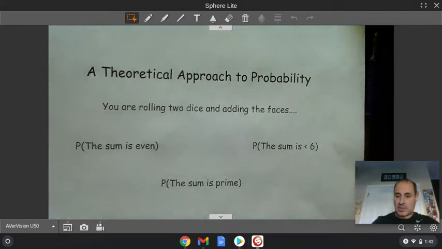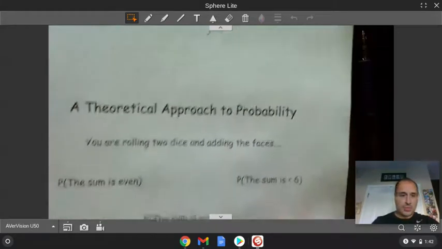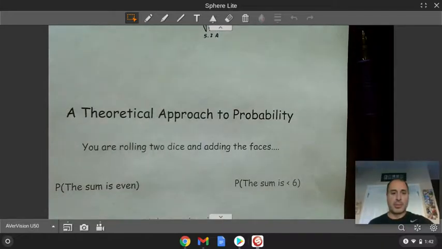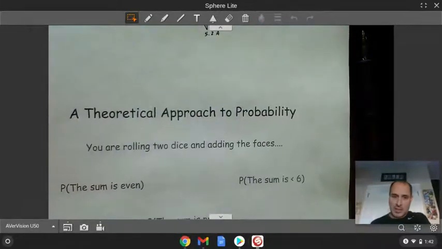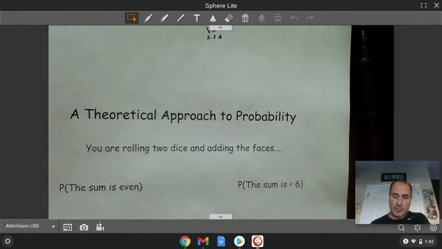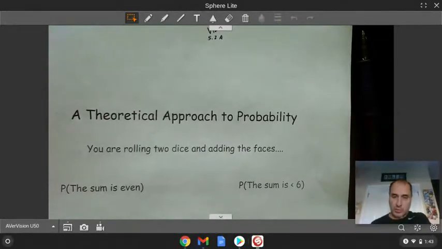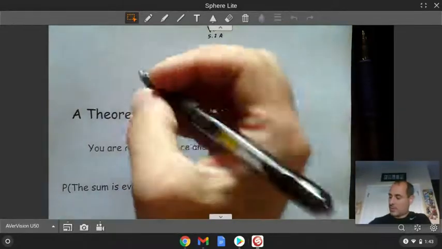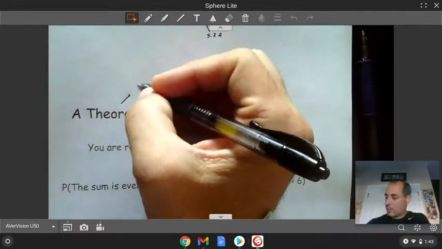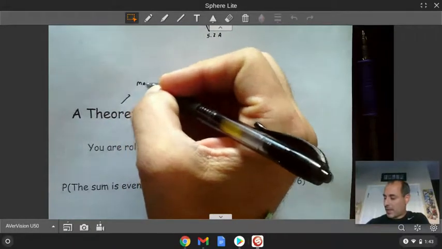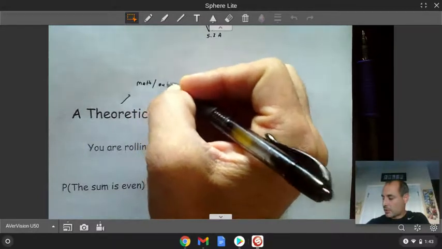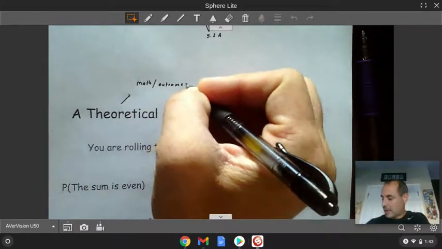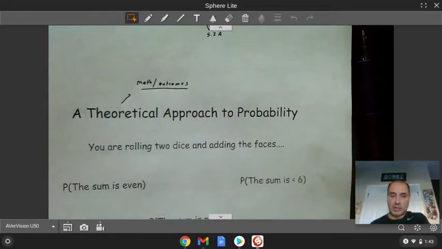And the goal of this lesson is to discuss a theoretical approach to probability. Okay, now the theoretical approach is different than the experimental approach. The experimental approach is you look at a lot of trials, and over time, the experimental probability should approach the theoretical probability. So then what is the theoretical probability? Theoretical probability is really more so based off of math or outcomes. Okay. And theoretical probability is not much of a mystery.